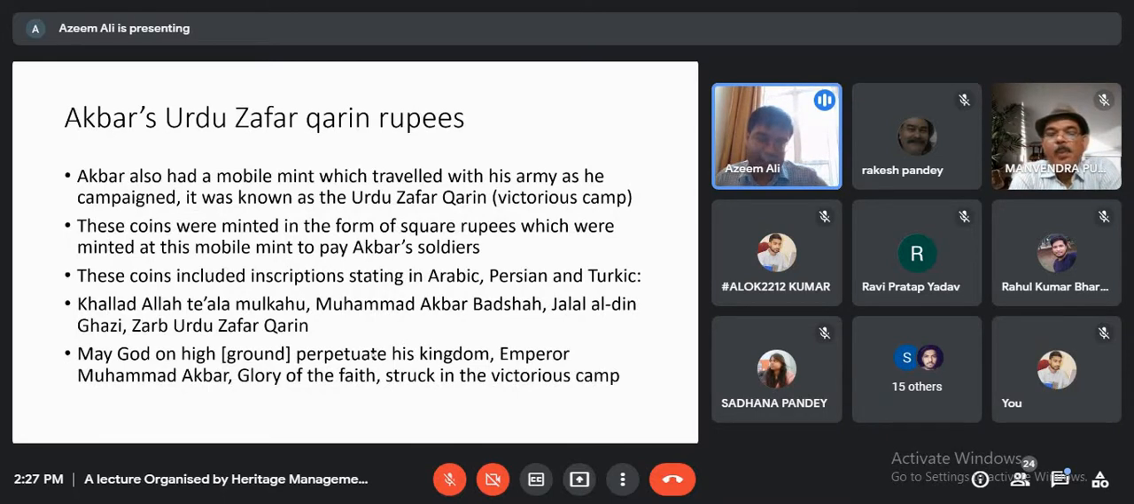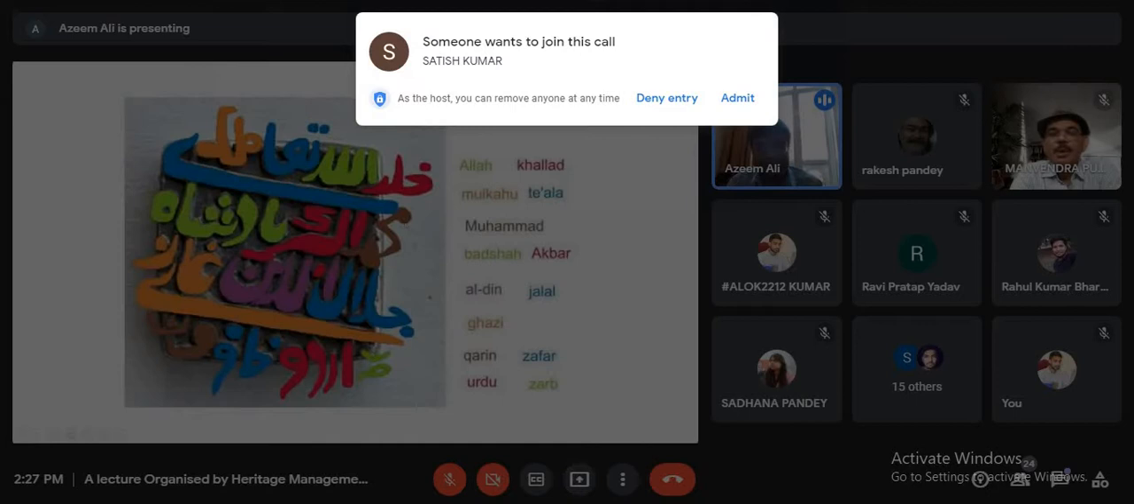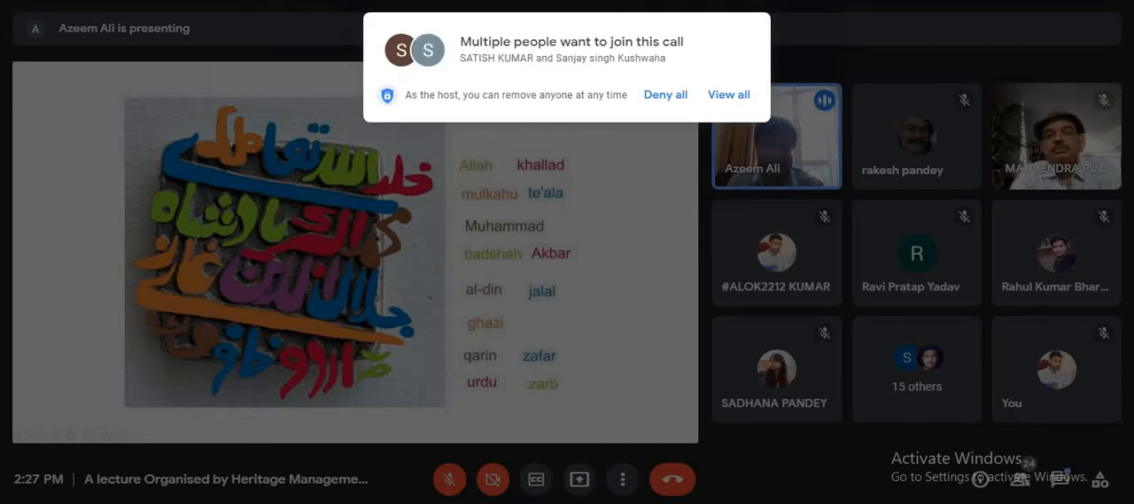And this says, Khalad Allah Ta'ala Mulkahu, Muhammad Akbar Badshah, Jalal al-Din Ghazi, Zab Urdu Zafarqarin, which means, may God on high perpetuate his kingdom. Emperor Muhammad Akbar, glory of the faith, struck in the victorious camp. And here is one of the coins, and you can see quite helpfully the inscriptions here. You can see Khalad Allah Ta'ala Mulkahu, Muhammad Akbar Badshah, Jalal al-Din Ghazi, and then Zab Urdu Zafarqarin.